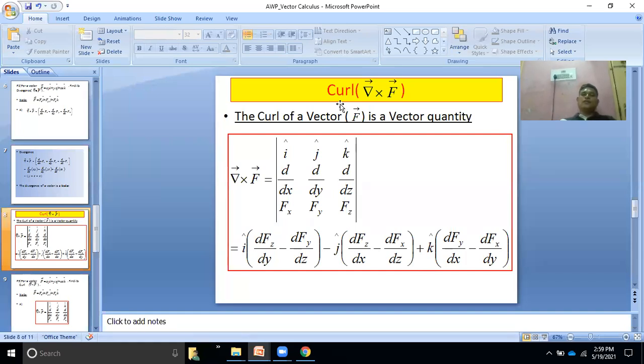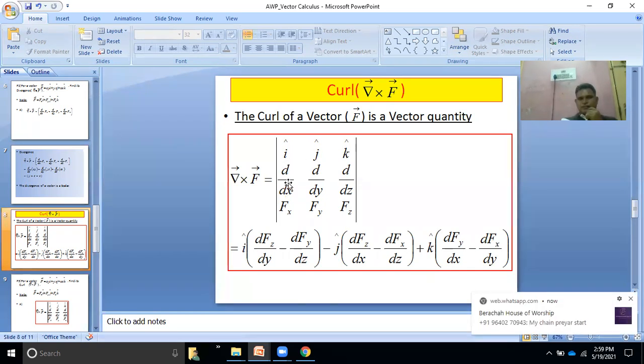Here, the curl of a vector is again a vector quantity. It is denoted by the curl of f, which is the determinant of this matrix. Here these are the unit vectors, this is the derivative part, d by dx, d by dy, d by dz, and these are the fx, fy, and fz components of the vector f.